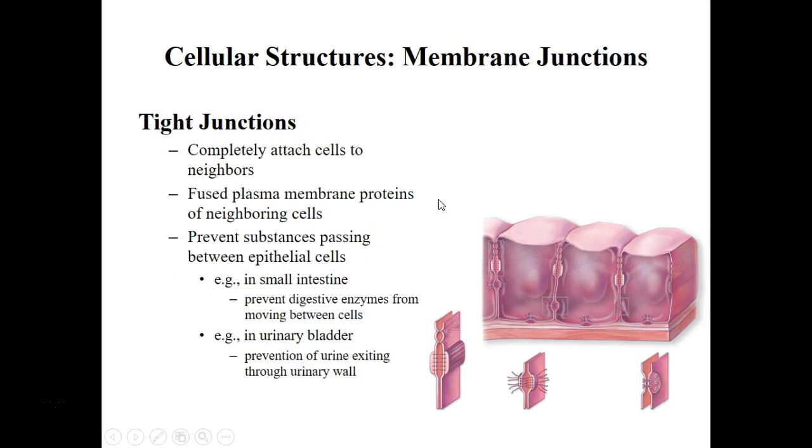I want to talk about this first one. The first one is called a tight junction. So we see tight junctions in between cells, and they help to hold the cells together so that nothing can leak through the cell. Okay.